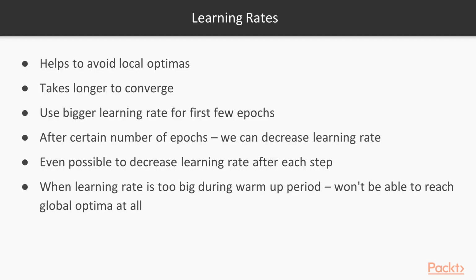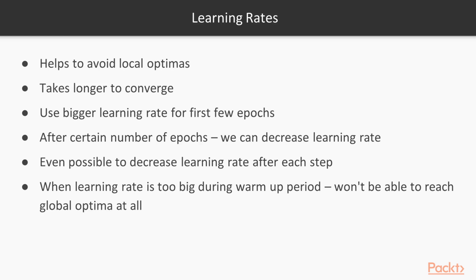It helps to avoid local optima when using smaller learning rates. However, it often takes longer to converge. What can help shorten the training time is using a warm-up period. In this period, we can use a bigger learning rate for the first few epochs. After a certain number of epochs, we can decrease the learning rate.